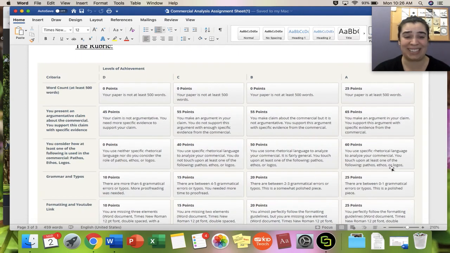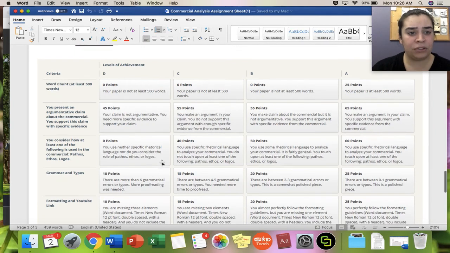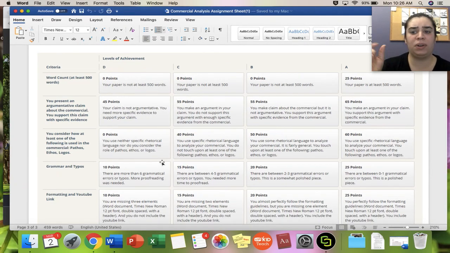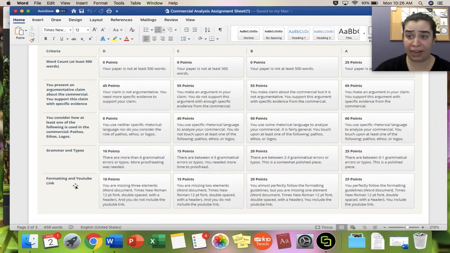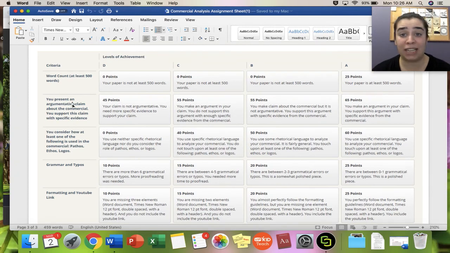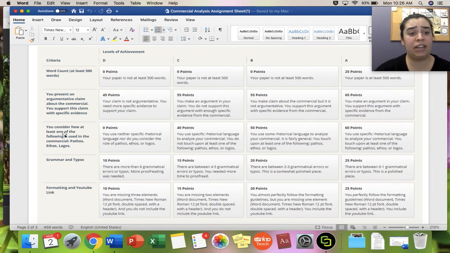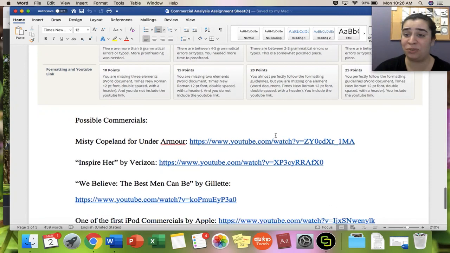Rubric's a little hard to see here, but you can pull it up on your own screen. So we have it broken into pieces either of 25 or about 60. So word count, grammar and typos, formatting and including the link, those are each worth 25 points. Then, for maximum of 65 points, you present an argumentative claim and you support this claim with specific evidence. Next, you consider how at least one of the following is used in the commercial: pathos, logos, or ethos. You can take a look at that. Let me know, of course, if you have any questions.